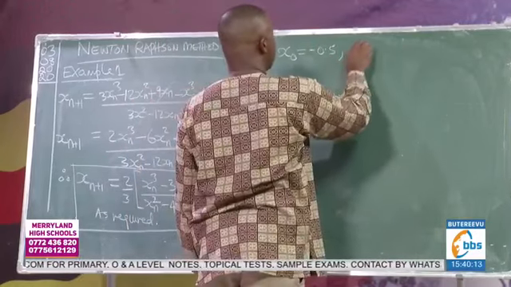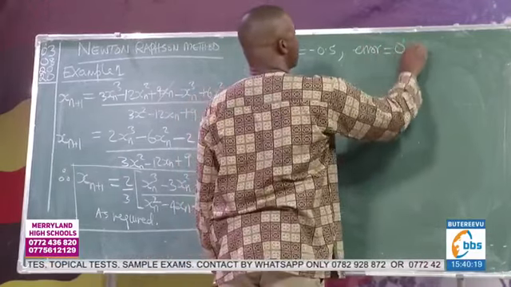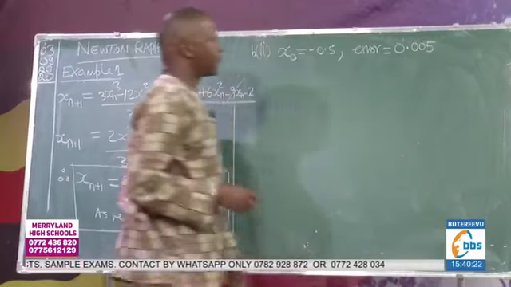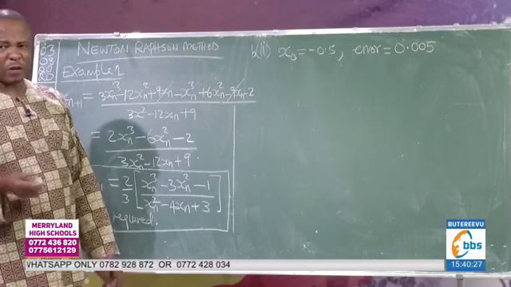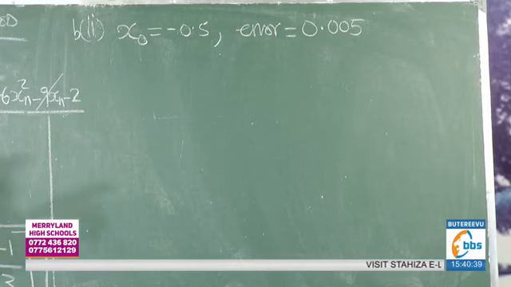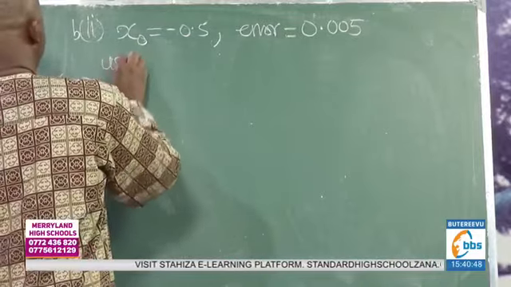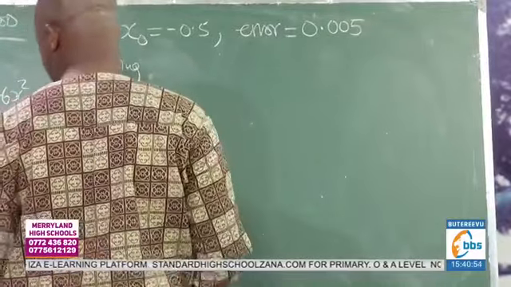And that means that our error, because they are talking about 2 decimal places, is 0.005. Since they have not told us to use 3 iterations or try it out 3 times, we are going to try it until the error between the 2 successive roots we shall be getting is less than 0.005. That's what it means. And using our expression of xn plus 1, which we still have, I'm not going to rewrite it.